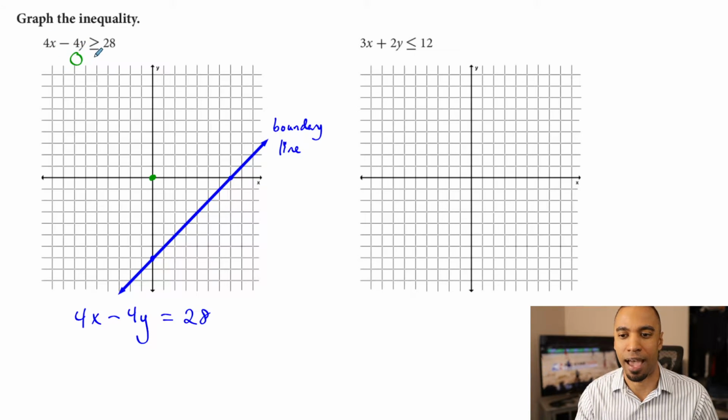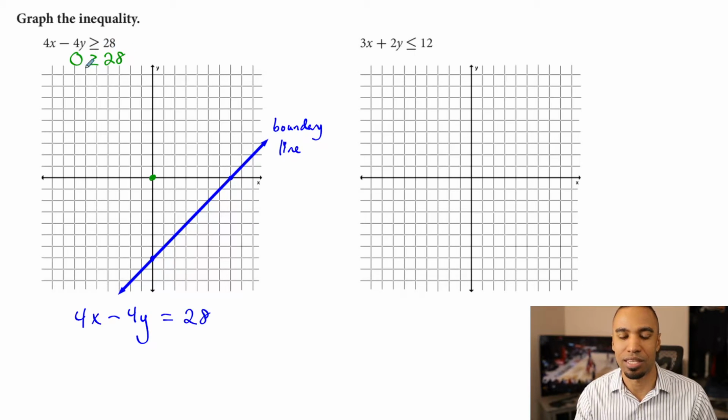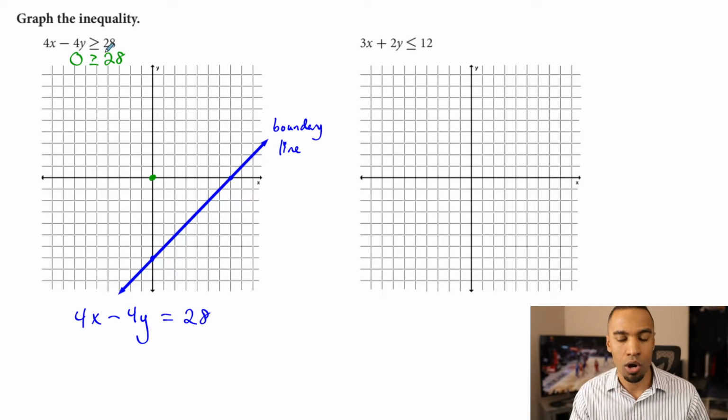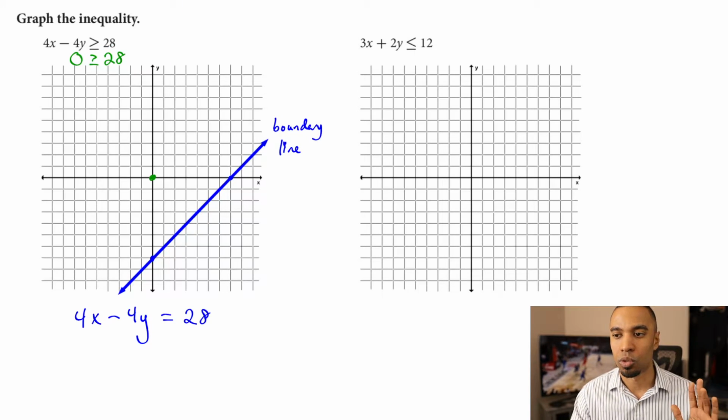I just turn it into a big fat goose egg. 0 is greater than or equal to 28 is the statement that I end up making here. Now, is 0 greater than 28? No. Is 0 equal to 28? No. So this became a false statement when I substituted 0 for x and 0 for y.